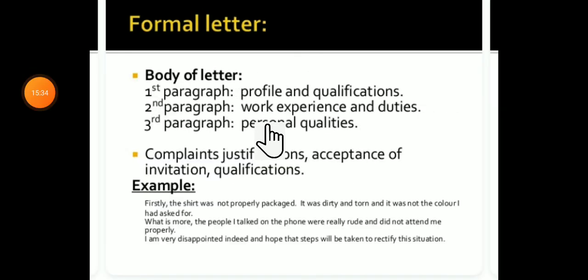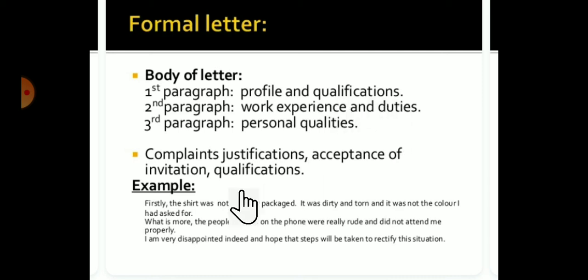Student, then comes the body of the letter. What is it? Body of letter. So the body of the letter is divided into first, second and third paragraph, and at last complaints. Let's see here. First paragraph. The first paragraph should be profile and qualification. Profile means your name, your class, your area, location, your address, and in which standard you are studying. This is what should be added here in the profile. Then comes your qualification. You are studying in which standard.